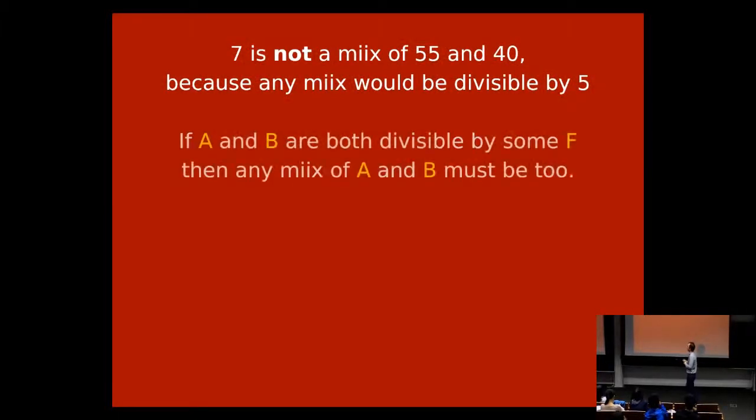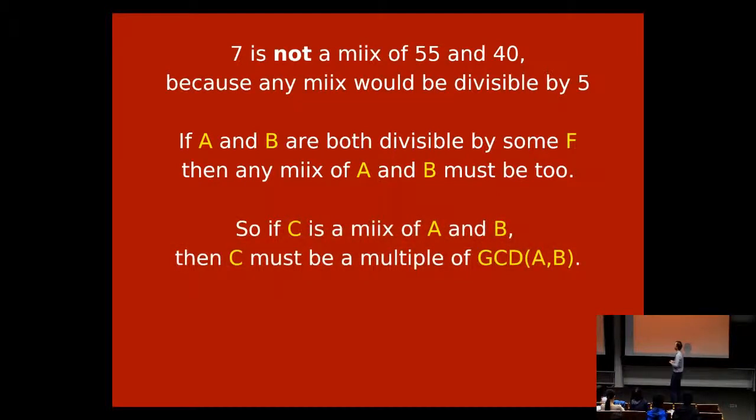Actually, let's take a look at this statement again a little bit more carefully. In general, if you have 2 numbers A and B, and they're both divisible by some number f, then any mix of them will also be divisible by f, because it doesn't matter how you combine them. The thing is going to be divisible by f. So, in particular, even the greatest common divisor of A and B will have to appear in any mix of A and B. So if you have a mix of A and B, it has to be a multiple of the greatest common divisor.